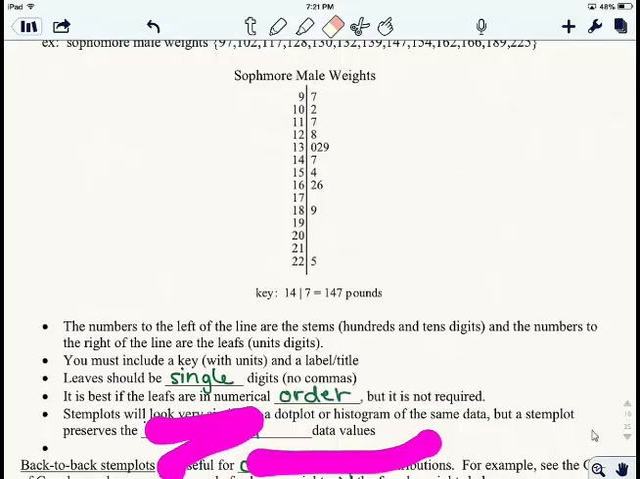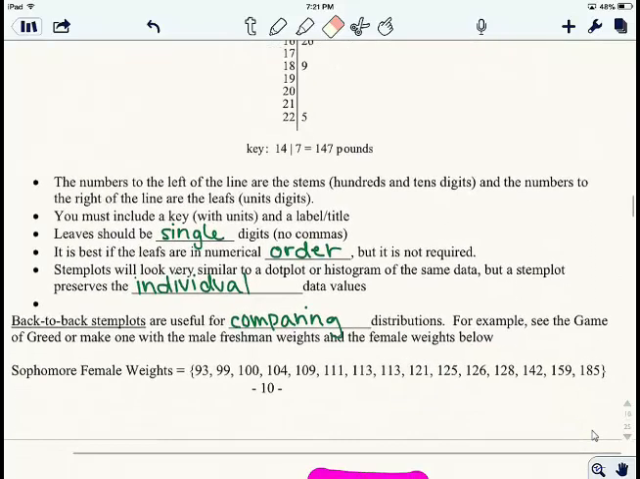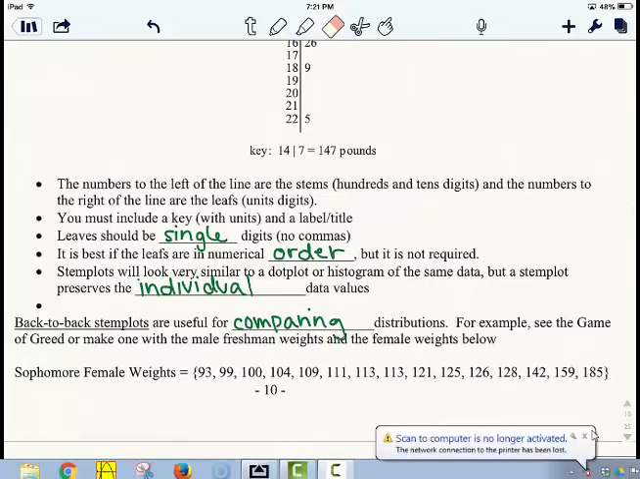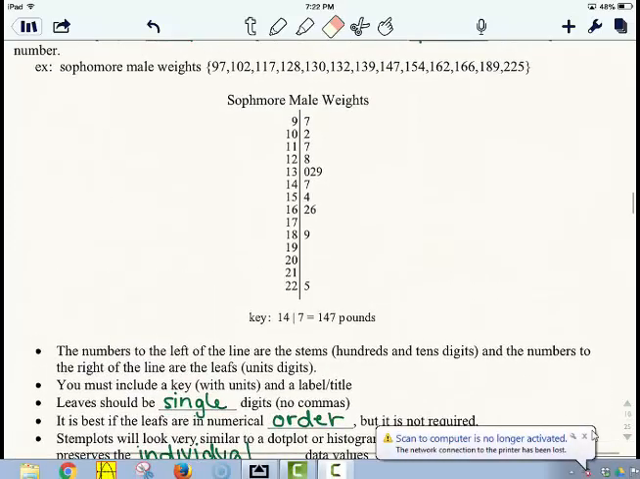Remember, they look very much like a dot plot or a histogram, but they preserve the actual data, because above we had to guess how tall people are. Here we know exactly how much these sophomores weigh. We could also do a back-to-back stem and leaf plot like we did on day 1 with Game of Greed in order to compare. If you wanted to compare these sophomore female weights, you could put them on the other side of this over here, but I won't make you do that unless you want to.